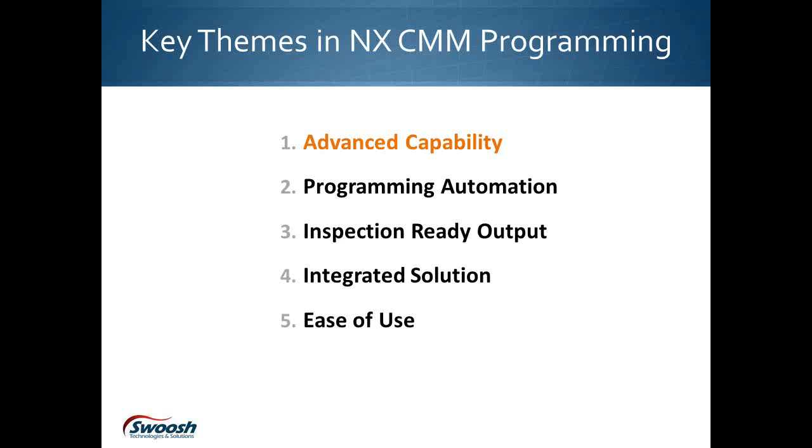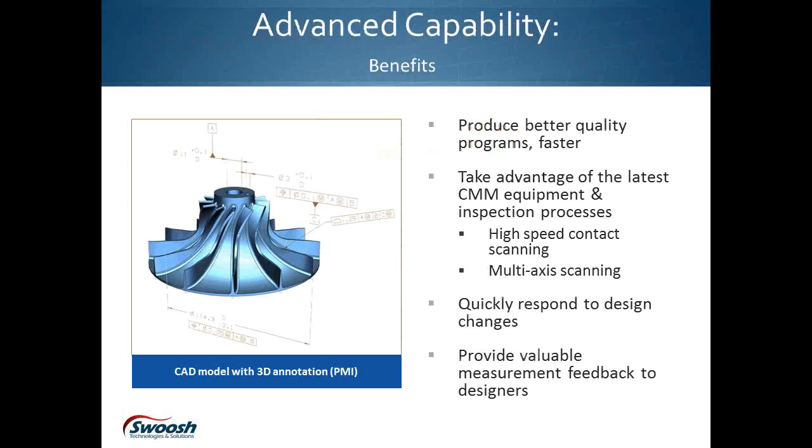So what are the benefits of NX CMM? NX CMM has 5 benefits. We have advanced capability, programming automation, inspection-ready output. It's an integrated solution, and it's ease of use. It's very easy to use. So first, we're going to talk about advanced capability benefits. So what we can do in NX CMM, we can produce better quality programs faster, and we can take advantage of the latest CMM equipment and inspection process.